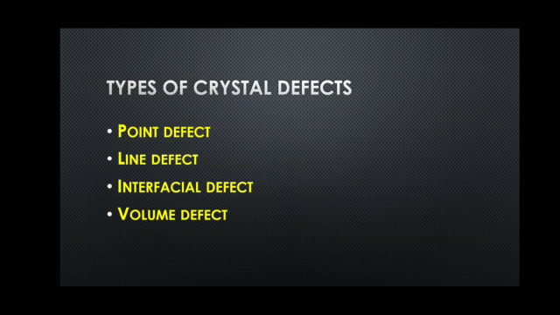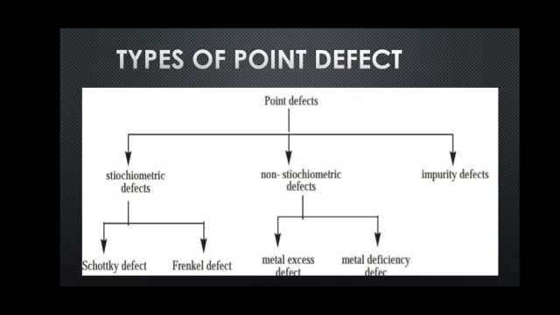Types of crystal defects. That imperfectness, we are calling it defects. So we are having 4 types of defects. First one is point defect, second one is line defect, third one is interfacial defect, and the fourth one is volume defect. So in this class we are going to discuss only the point defect. We will see about that in detail.